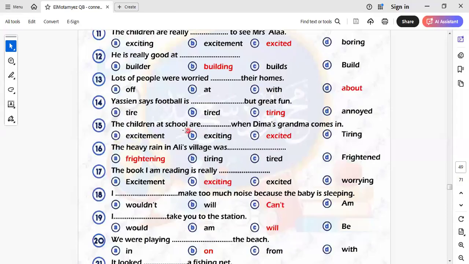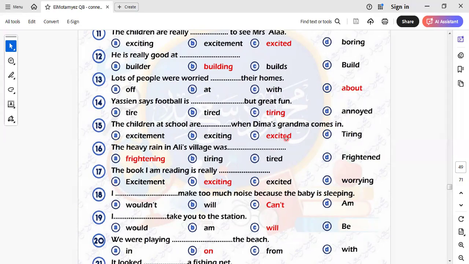Why excited? Because, as we told you before, children, here we talk about the adjective, and as we told you before, the adjective for a person's emotion must take what? The -ed form. For a thing's emotion, when we describe something like a book or a film or anything, we add -ing to the adjective. This is the difference between the adjective -ed form and the adjective -ing form. We must keep them separate.